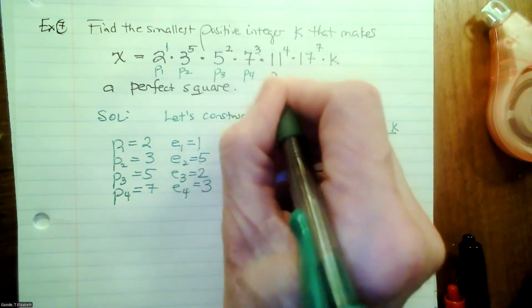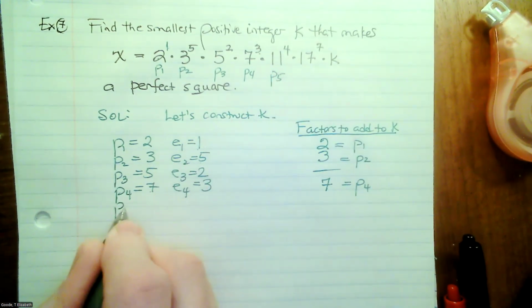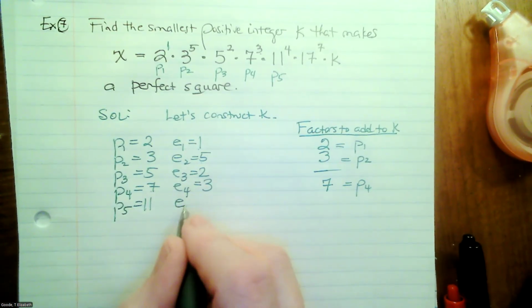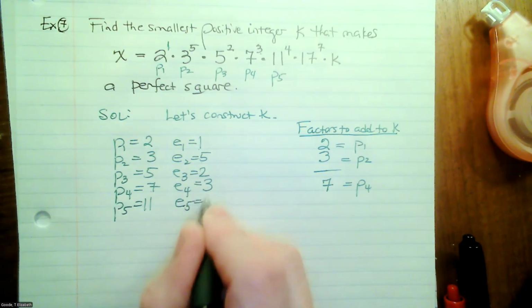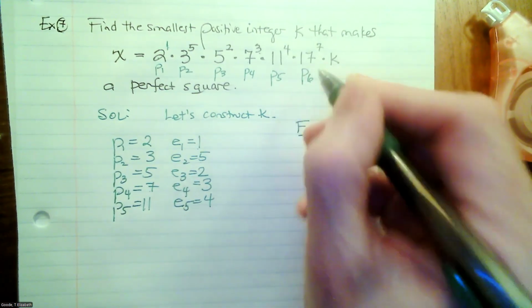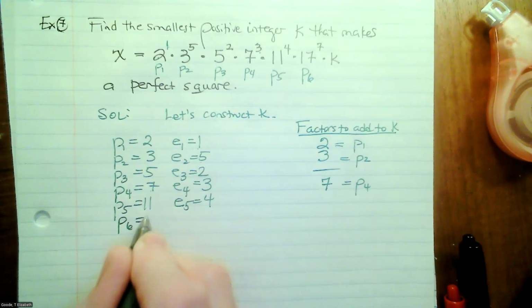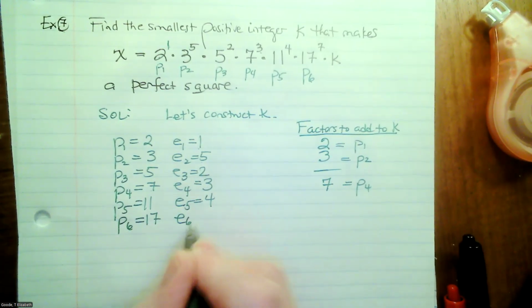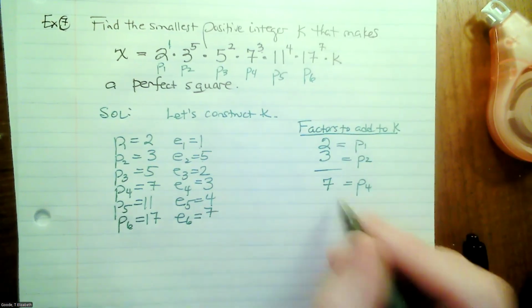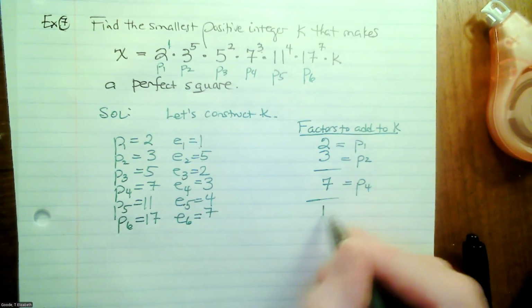All right, what about P5? P5 is 11, and its exponent E5 is 4. That's already even, so it's a perfect square, and we don't need to touch it. Good. What about prime 6? P6 is going to be 17. What's E6? It's 7. So we need to add a 17.